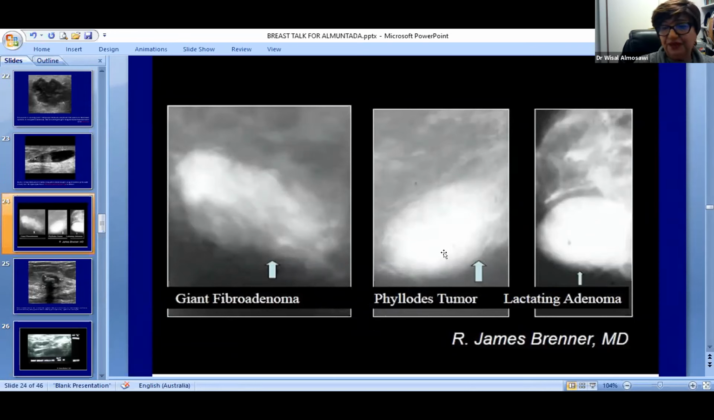You look at that and you think it's a cyst, but this is a phyllodes tumor. And if you do the ultrasound, if you do the MRI, you definitely know it's a phyllodes tumor. This is a giant fibroadenoma, and this is a lactating adenoma. They all look alike.